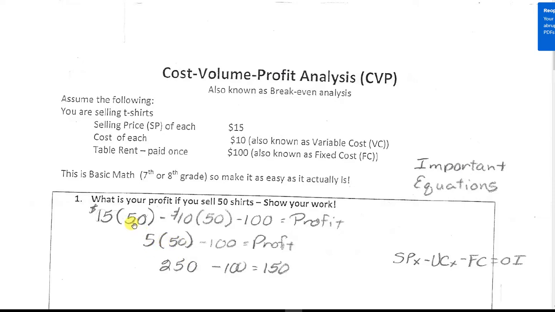Okay, so 15 minus 10 is 5 times 50 minus $100 equals profit. So 250 minus 100 equals 150.